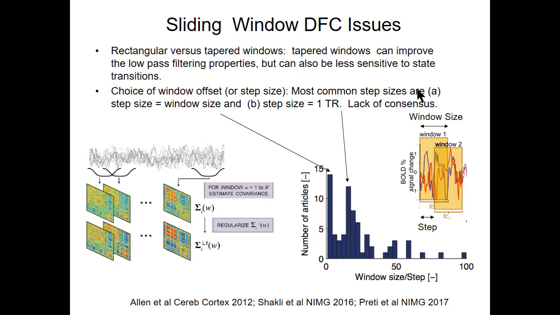And the most common step sizes are either you advance the window with step size equal to the window size, which is basically non-overlapping windows. And the other choice is a step size of 1 TR, which is essentially you just advance the window the minimum amount. But there really is a lack of consensus there. So for example, this is a histogram of number of articles versus window size, and you can see people either pick this one or this one for no really good reason, but just to keep in mind. So there's still a lot that is not really standardized in this area. I think definitely more work should be done here.